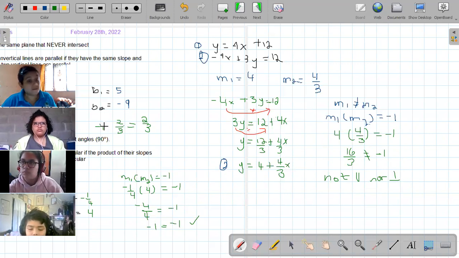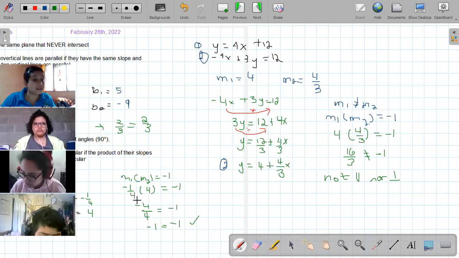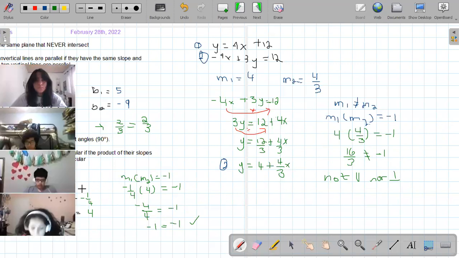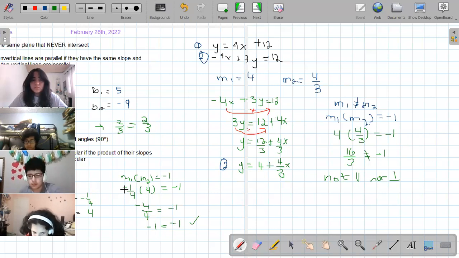Sometimes they're parallel, sometimes they're perpendicular, and sometimes they're neither. They could never, ever be parallel and perpendicular at the same time. They could be parallel or perpendicular or none of them. Okay? Questions?